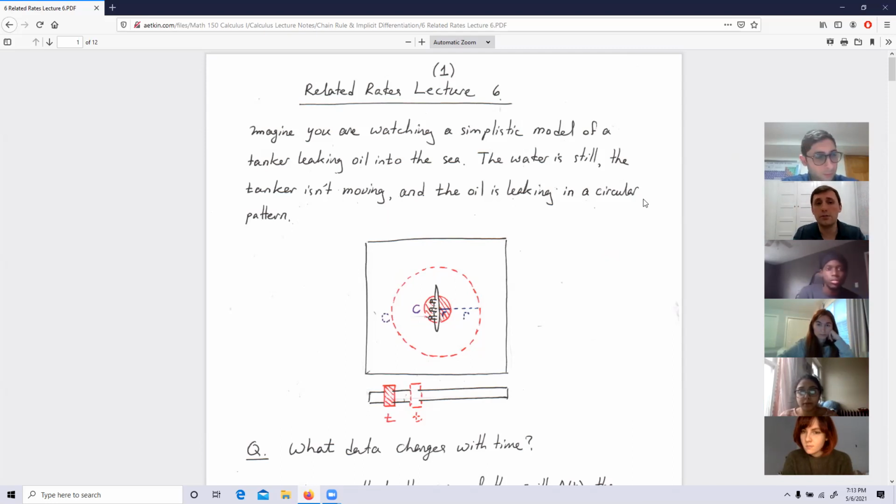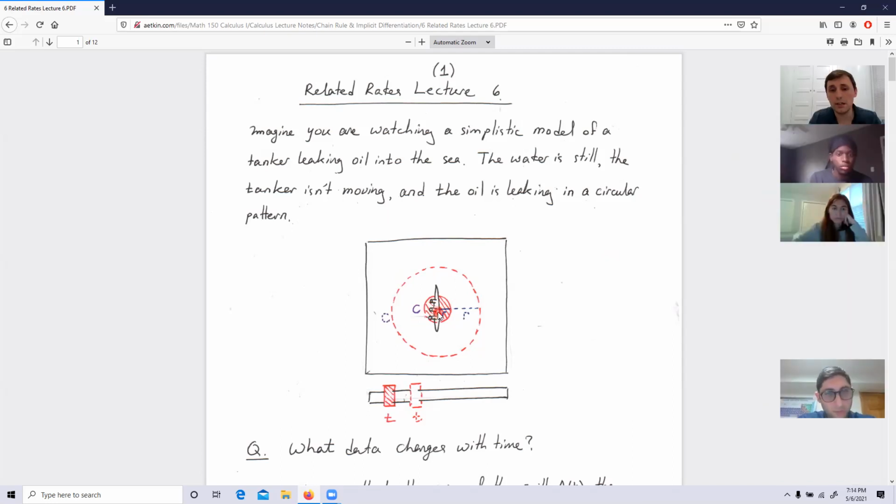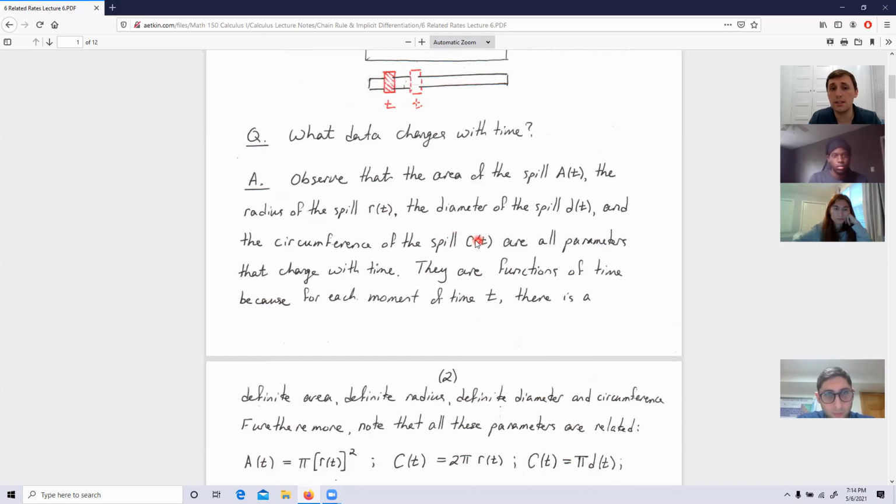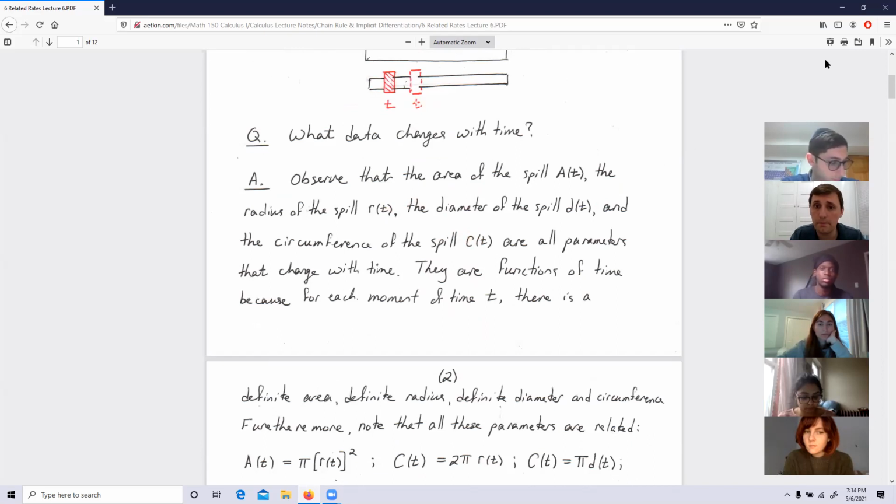What other functions of time do you see here? Well, the area, the diameter. Yes? What data changes with time, guys? And you can just see that circumference, radius, area, diameter are all functions that are directly controlled by time. But they are called related rates because the value of one of the rates is determining the value of another rate.